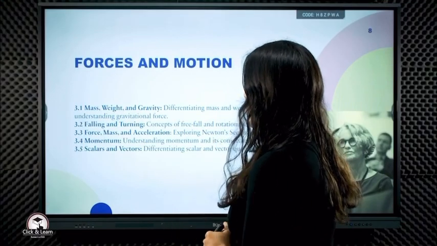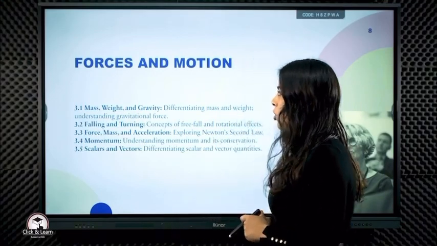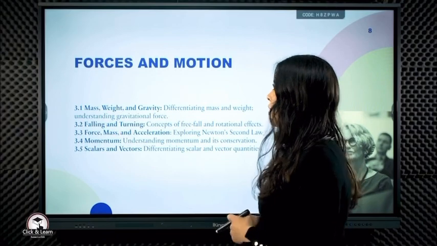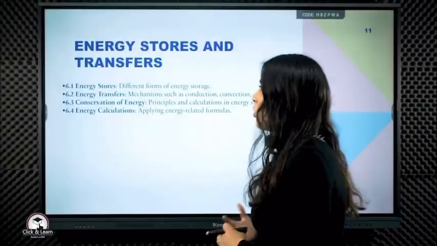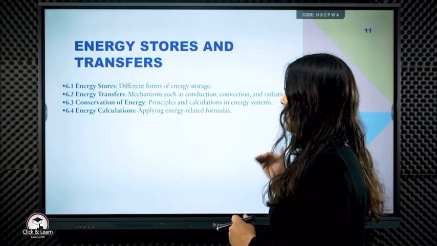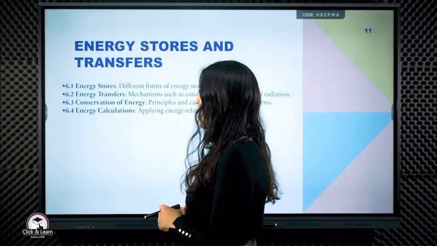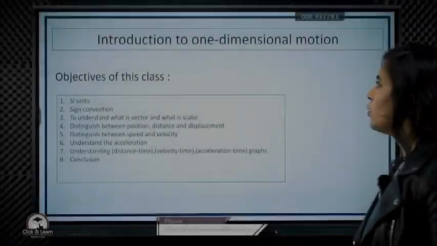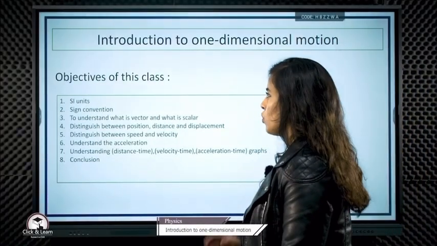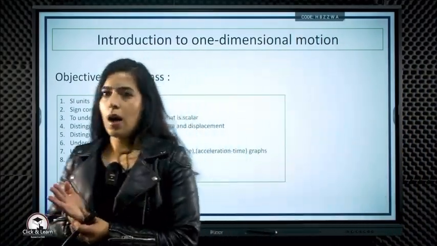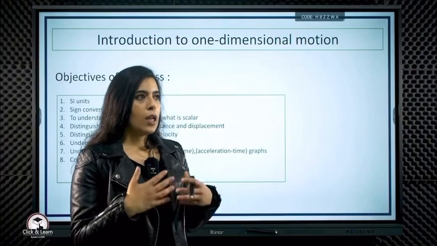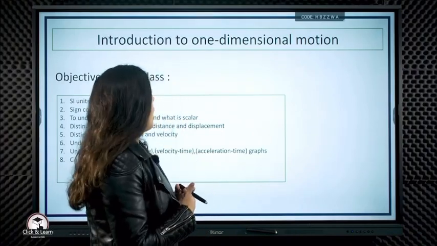Now, forces. In this chapter, which is the third chapter, forces and motion, under energy storing methods, we're going to have an introduction to one-dimensional motion. This introduction is going to be like an introduction for chapter 2. So, introduction to one-dimensional motion.